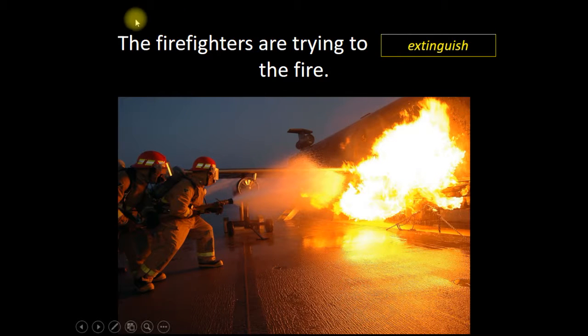Next, the firefighters are trying to extinguish the fire. So what's the phrasal verb that means extinguish? Put out. To put out. The firefighters are trying to put out the fire.